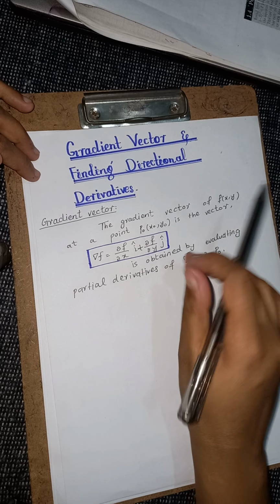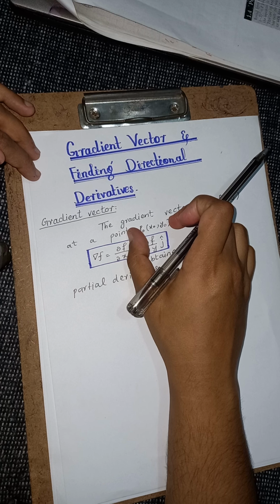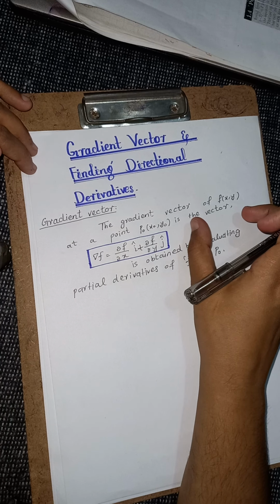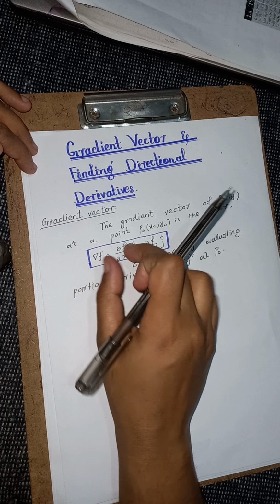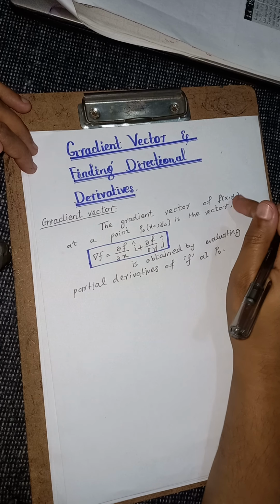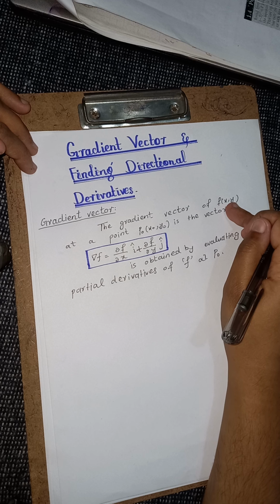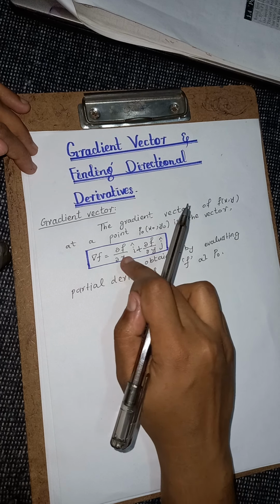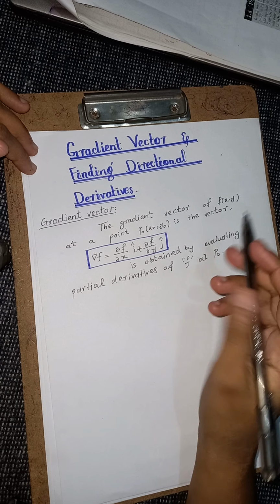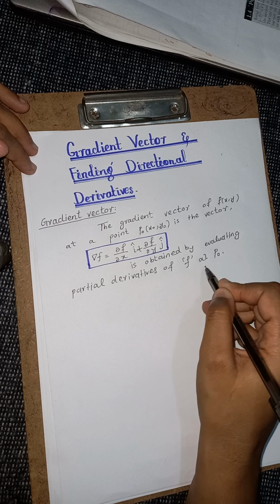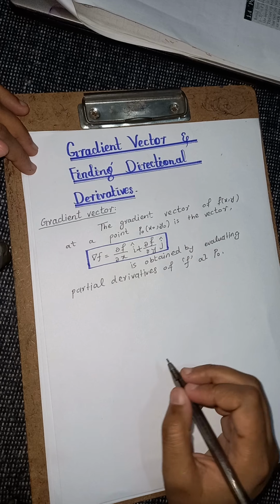Let me explain its definition again. It says that you need to find the gradient vector of your function at some particular point, and you are also given that point. When you find its gradient, first of all you need to take the partial derivative of your function with respect to x, and then the partial derivative with respect to y, and mention the components with it, i component and j component, obtained by evaluating the partial derivatives of f at the point p naught. This is the same that I have explained earlier.